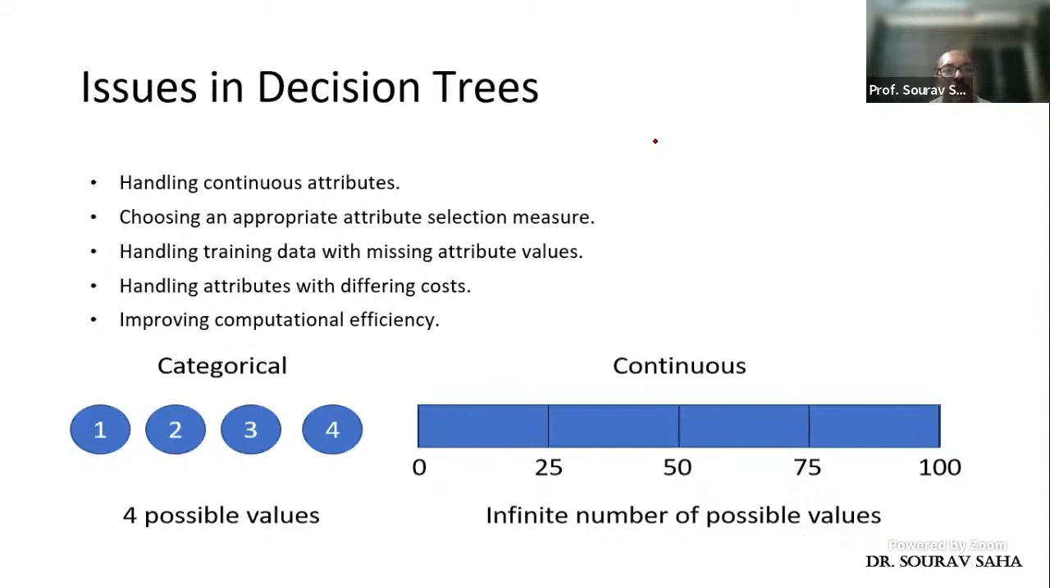So issues in decision tree: continuous attribute. As I said, though it can handle continuous attributes, internally what it does is that for those continuous attributes, it splits based on the different classes there, right?